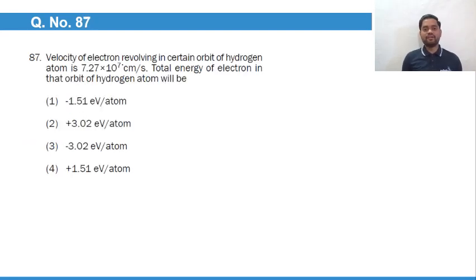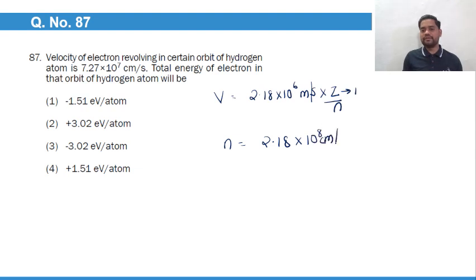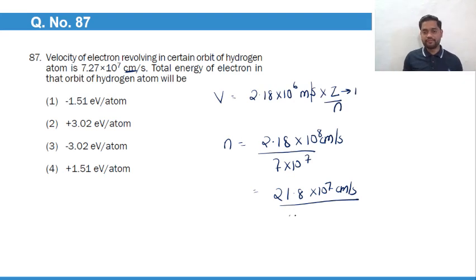87. Velocity of an electron revolving in a certain orbit of hydrogen is given, and the total energy is asked. So we know that the velocity of an electron will be equal to 2.18 into 10 raised to 6 meter per second into Z by n. Since it is a hydrogen atom, Z is equal to 1. n value we don't know. So n will be equal to 2.18 into 10 raised to 8 centimeter per second, because the speed is in centimeter, divided by 7 into 10 raised to 7. To make it 7 into 10 raised to 7, I have to make it 21.8, and then it will be 10 raised to 7 centimeter per second. And it is 7.27. So this goes approximately 3 times, so n is equal to 3 over here.